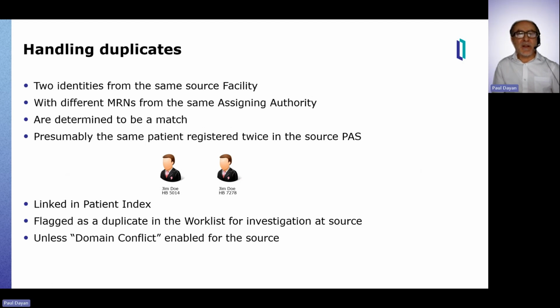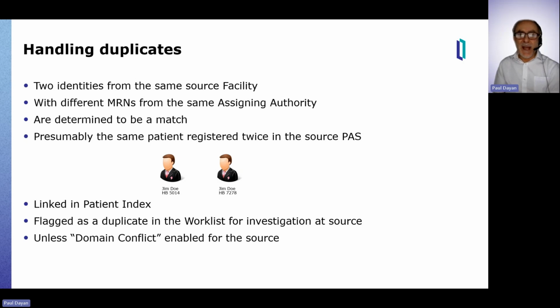As a byproduct of the identity matching, Patient Index also identifies duplicates. If Patient Index matches two identities with different MRNs from the same source system, then presumably this is an error by the system administrators of that system, such as the hospital reception staff. They've created two accounts in their system for the same patient. Patient Index flags these as duplicates in the work list for a human to resolve in the source system, presumably by merging the two accounts.